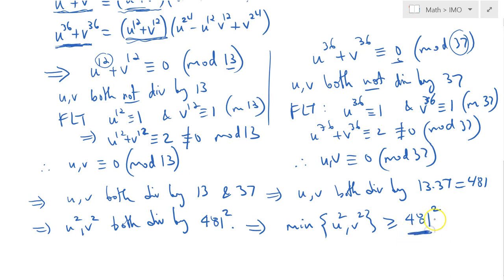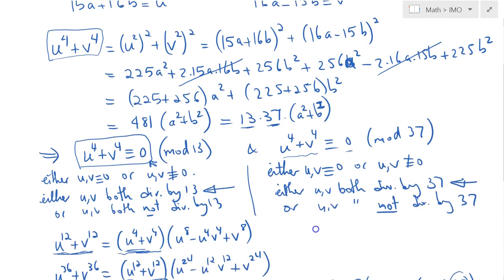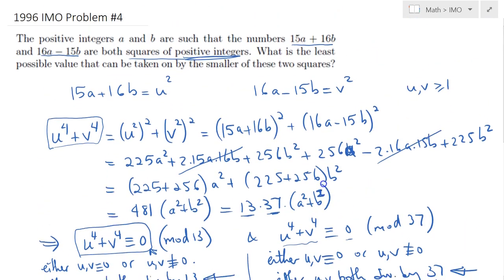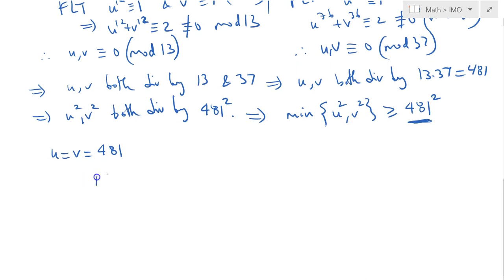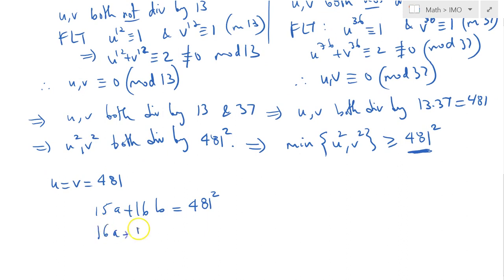So is this attainable? Basically, that's the question. And sure enough, if you consider, for instance, the case where u and v are both equal to 481, the minimum value, let's see if it is attainable, and you plug it into our initial equations, namely 15a plus 16b is equal to 481 squared, and the other one, 16a minus 15b, is equal to, again, 481 squared. Remember, this one was u squared and this one was v squared.